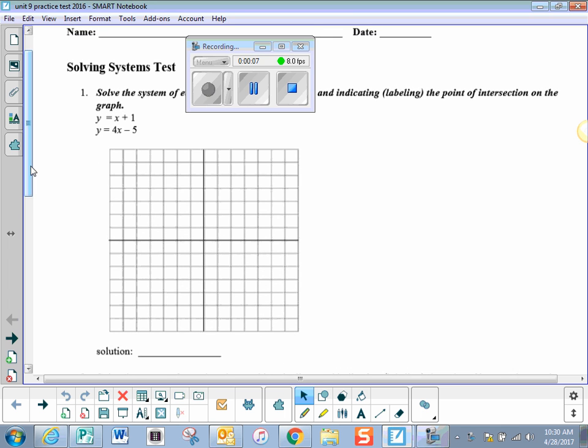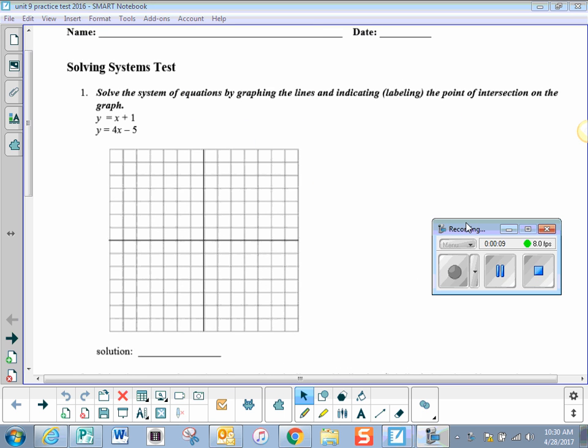Number 1. If I was Lauren, even though I didn't get my stamp today, I'd have my practice test out in front of me. If I didn't have it, I would say, Mr. Hildall, can I please have another copy? Oh, sure, I'd be happy to get that for you, Lauren. Yay.